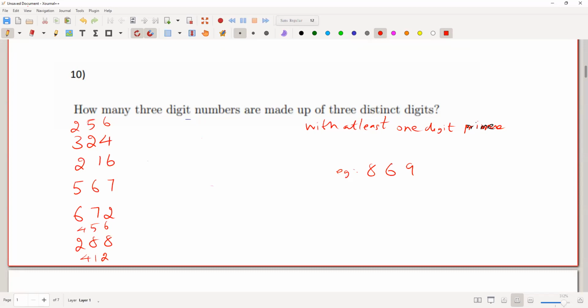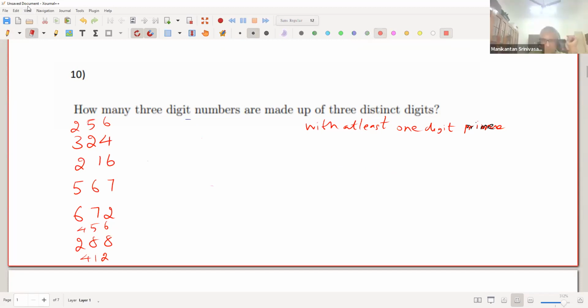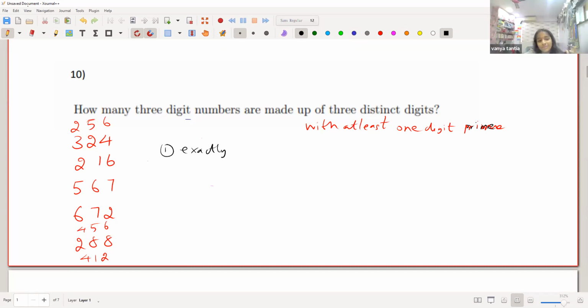Okay, with at least 1 prime digit. Now there are multiple ways to do this. Since there are only 3 digits, it'll be easy to do with 1 prime digit, 2 prime digits, and 3 prime digits as 3 different cases. Alternatively, I'll discuss the alternative later, but first let's do the straightforward way. It's not too long because there are only 3 cases, right? Exactly 1 prime. Okay, all right, it's fine guys, I'm losing track of who said what. I've listed out all the answers.